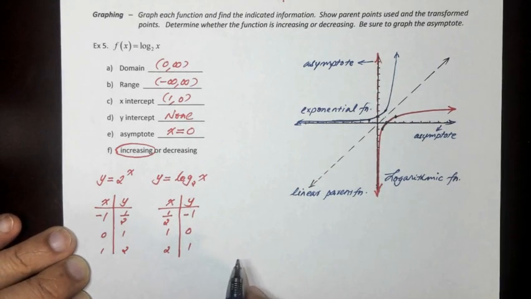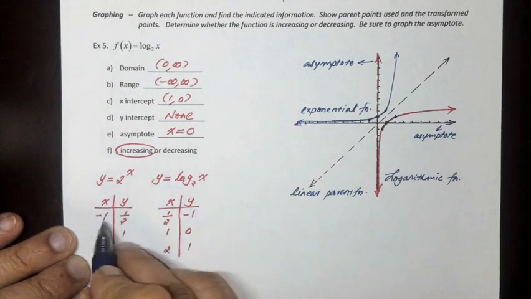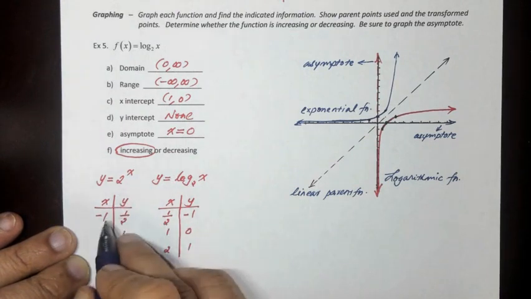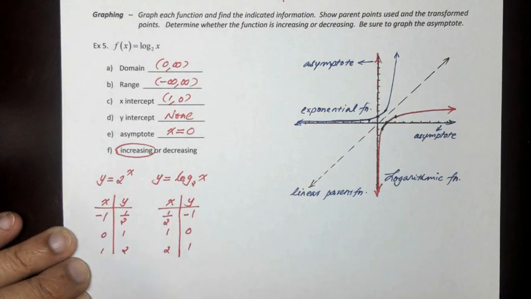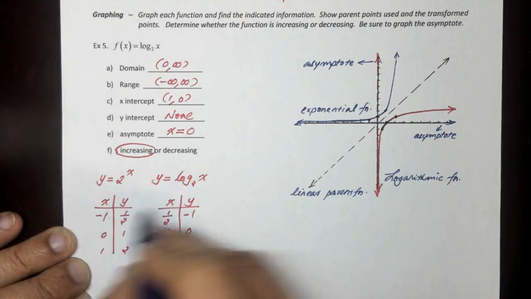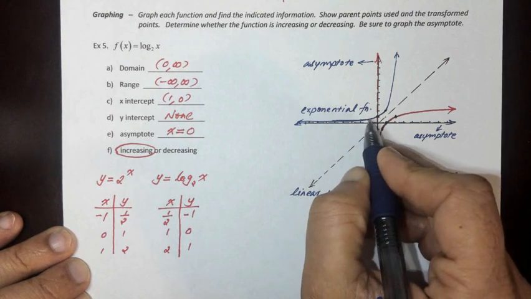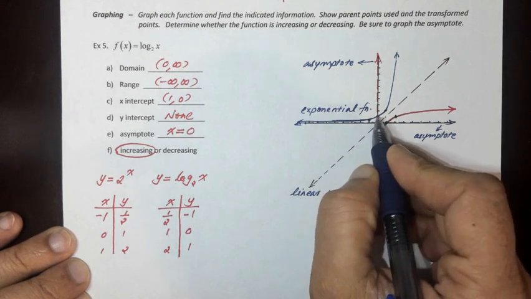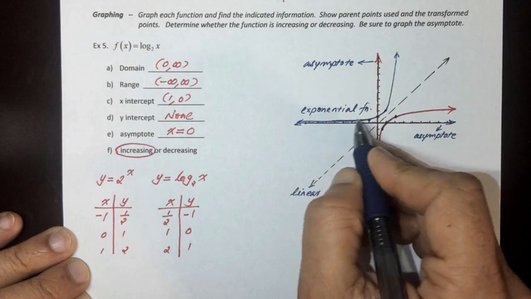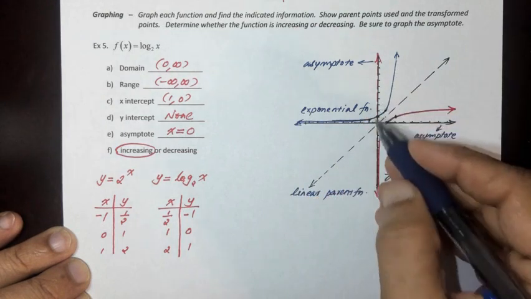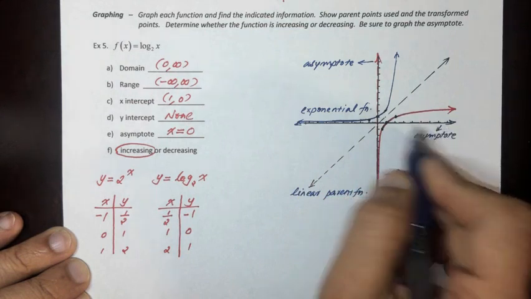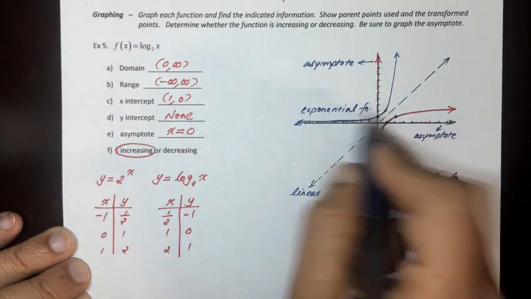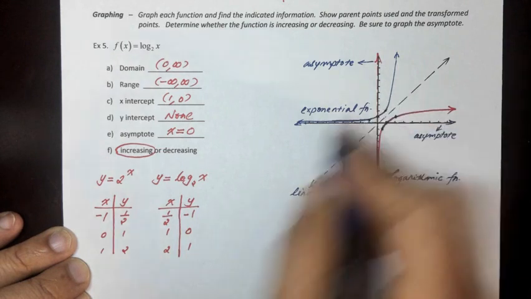Let's plot these points. First I'm going to plot the values for the exponential function, just for you to understand they are inverse to each other. So (-1, 1/2), then (0, 1) and (1, 2). Then complete the graph, and the graph looks like this. The x-axis is going to be the asymptote for the first function, our exponential function, the one in blue.